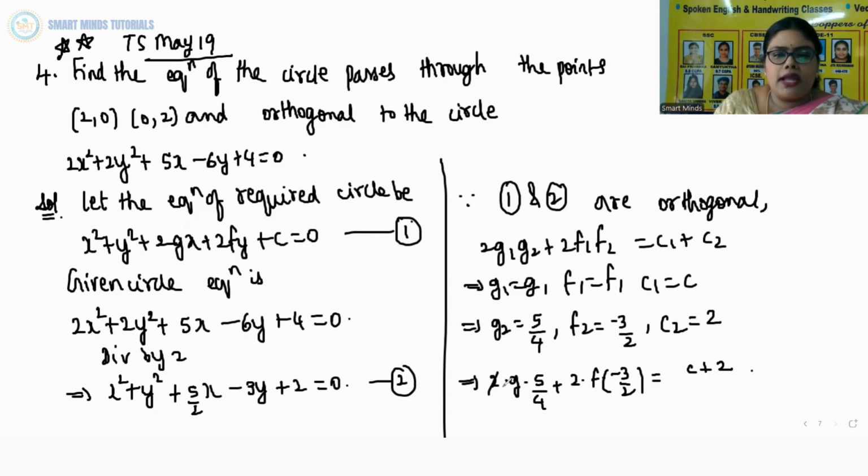Over here we cancel: 2 ones are 2, 2 twos are. And here, if you take the LCM, the denominators are the same, so we can add the numerators. 5g minus 6f. Now this denominator 2 goes to that side and it becomes 2c plus 4. This is equation number 3. Do it carefully, you have fractions over here.